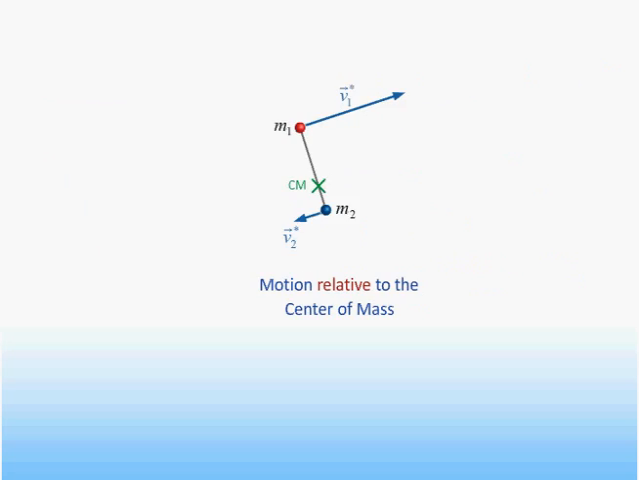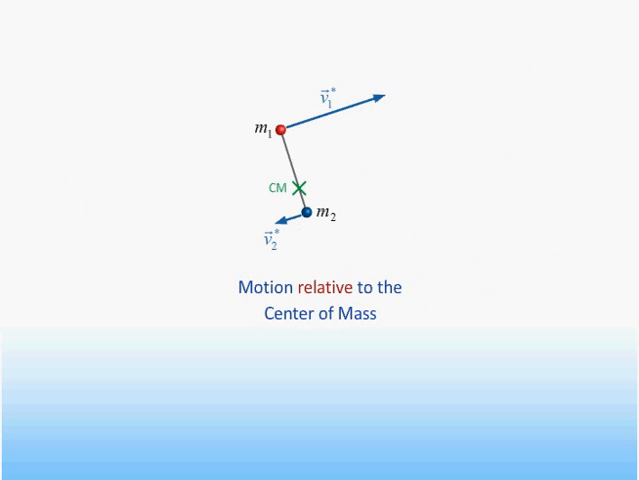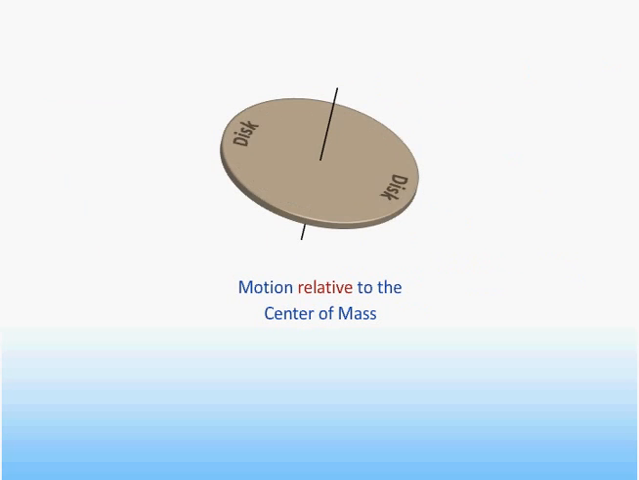As an illustration of the motion relative to the center of mass, we will look at the rotation of an object about an axis through the center of mass. Our first step is to develop a coordinate system in which these rotations can be described naturally.